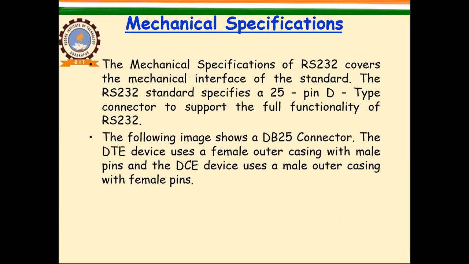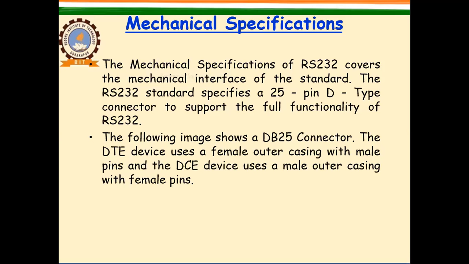Now, if you talk about the mechanical specifications, the mechanical specifications of RS232 cover the mechanical interface of the standard. The RS232 standard specified a 25-pin D-type connector to support the full functionality of RS232. In the next slide, we are going to see how it looks, and it is known as the DB25 connector.